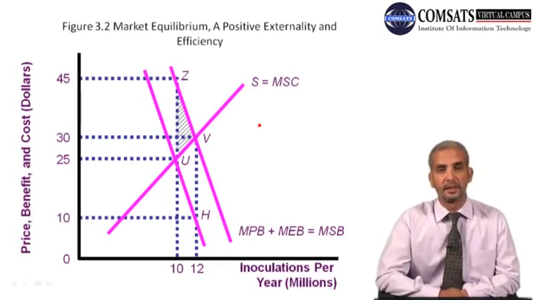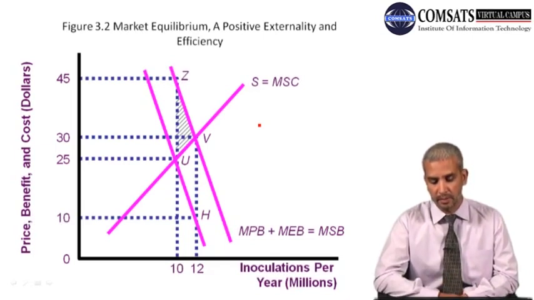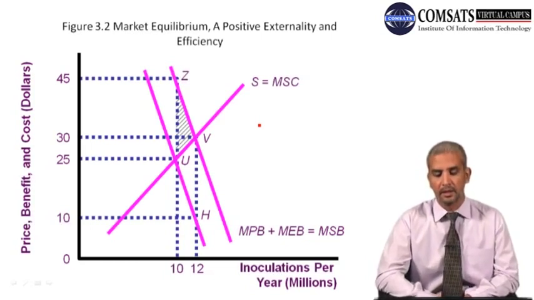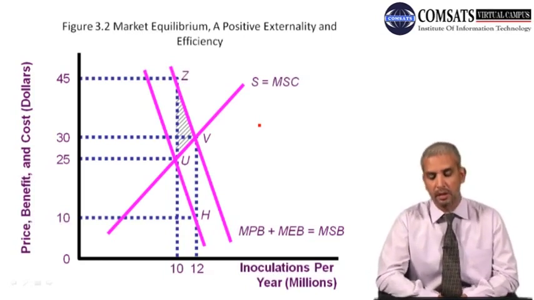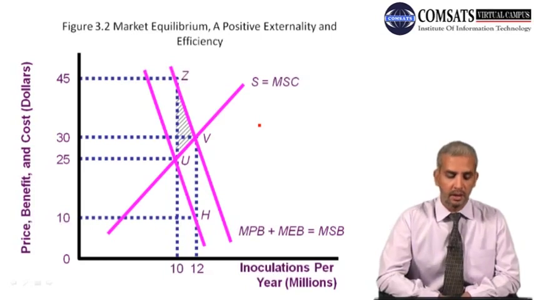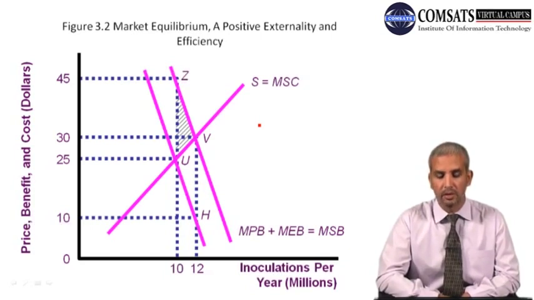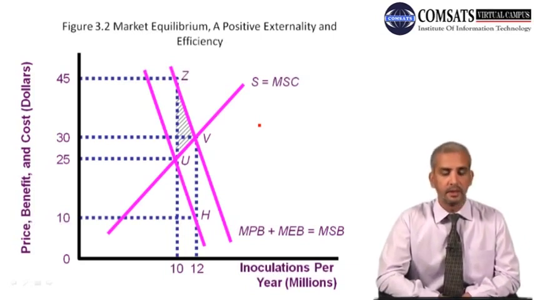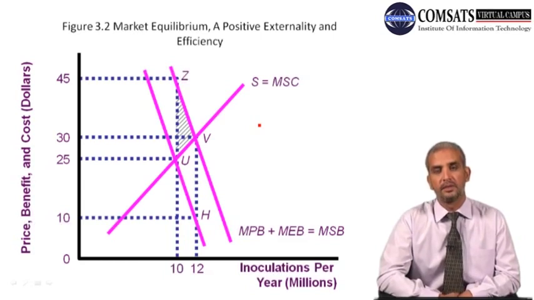Now, in this graphical analysis, there is a supply curve for available inoculations, I would call them injections, per year in millions. The number of units of vaccines being produced are called inoculations. On the x-axis, there is the quantity of inoculations produced per year, or available in the market for consumption. And on the y-axis, there is price, benefit and cost in dollars. Now, we need to see the effect of positive externality on market efficiency.